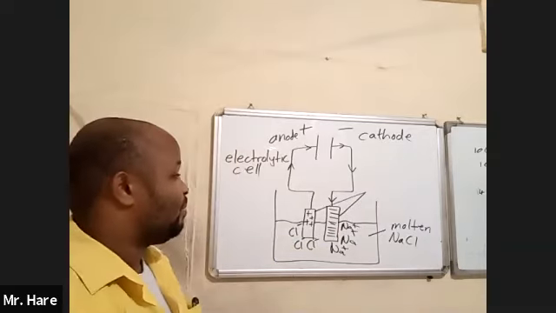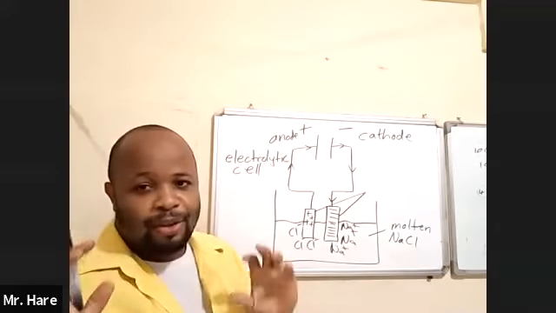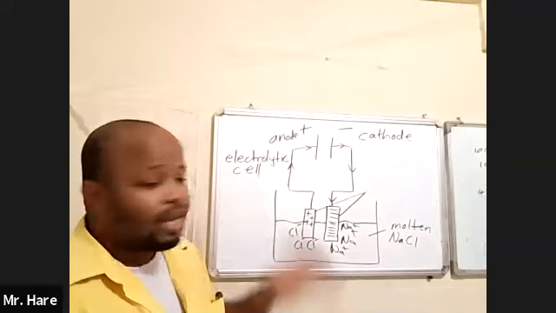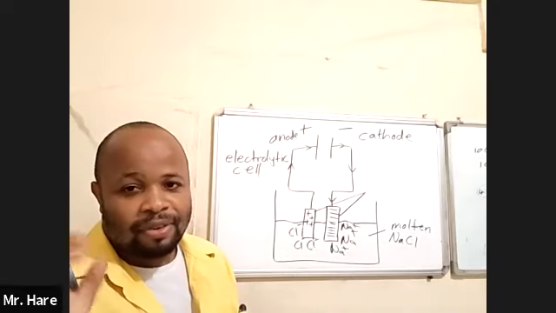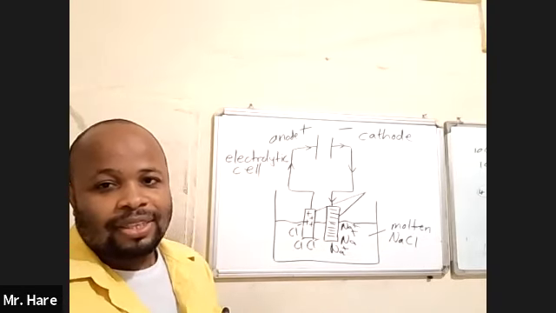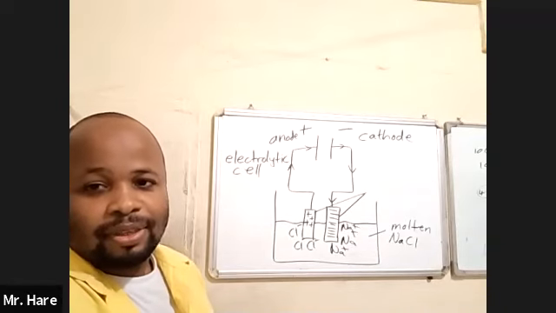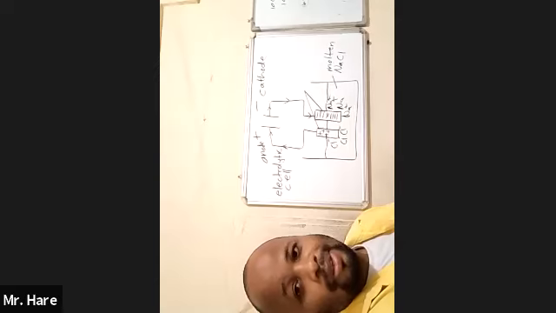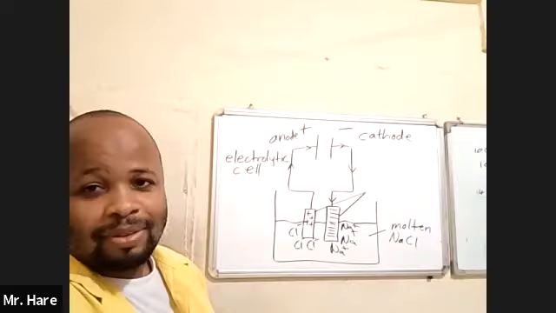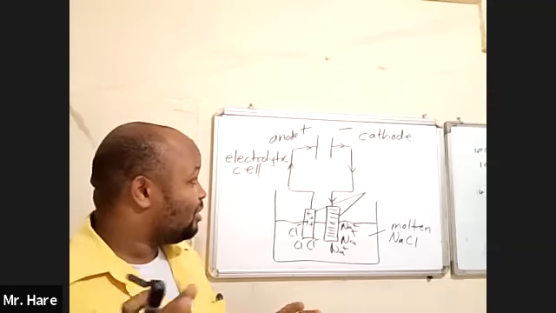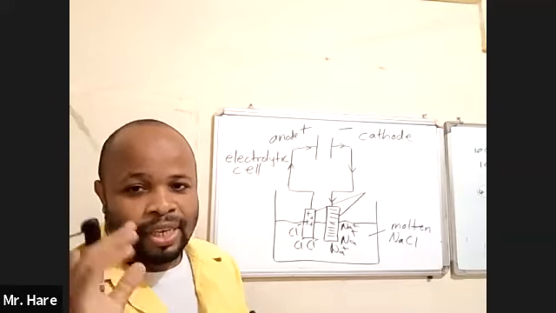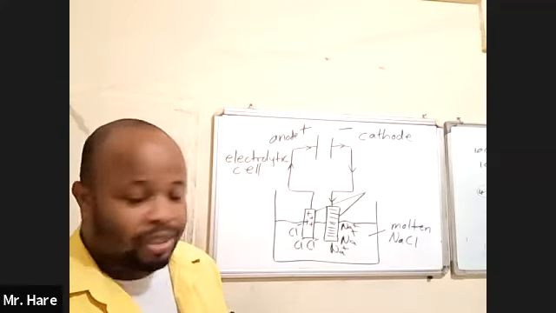All right, so oxidation and reduction is going to take place. So remember now, I figured out what's wrong. Okay, so oxidation is the loss of electrons. Reduction is the gain of electrons.